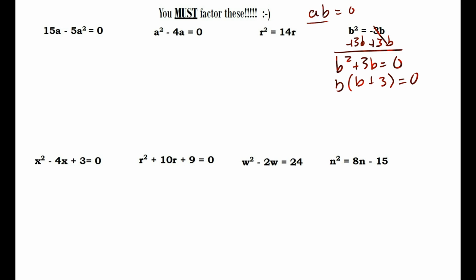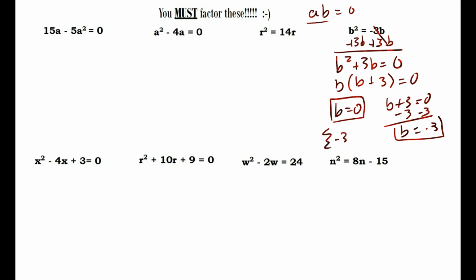So now we can say either a, this is our a, has to be 0, or b, this is our b, has to be 0. Okay, and now we solve. Subtract 3 from both sides. B is negative 3. Okay, so now roster form, usually the smaller numbers first. And we're done.